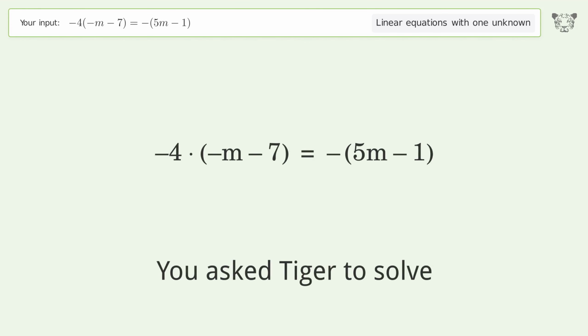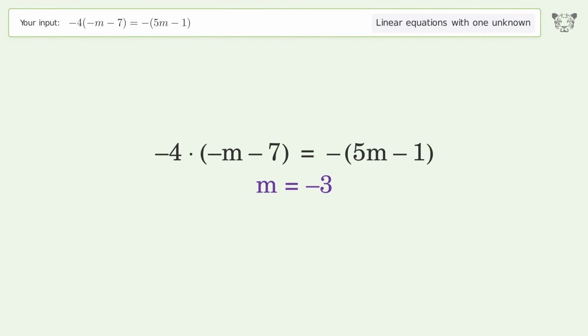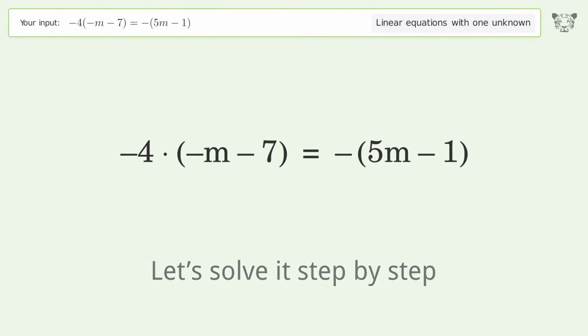You ask Tiger to solve this. This deals with linear equations with one unknown. The final result is m equals -3. Let's solve it step by step.